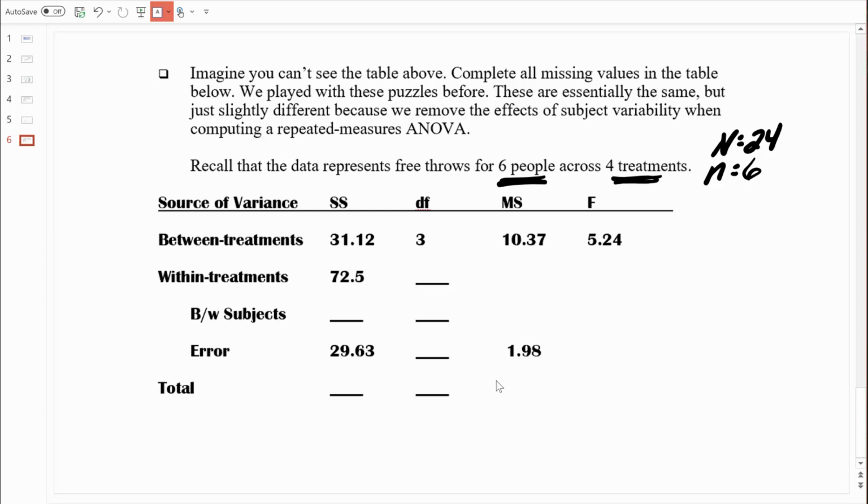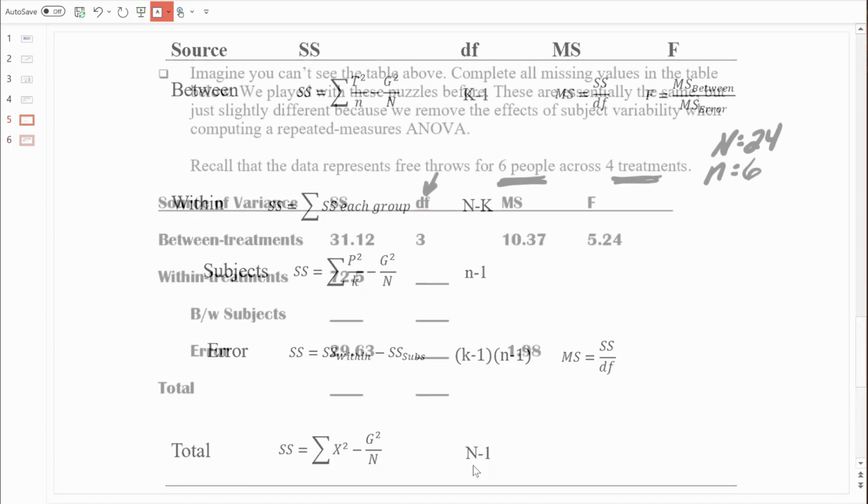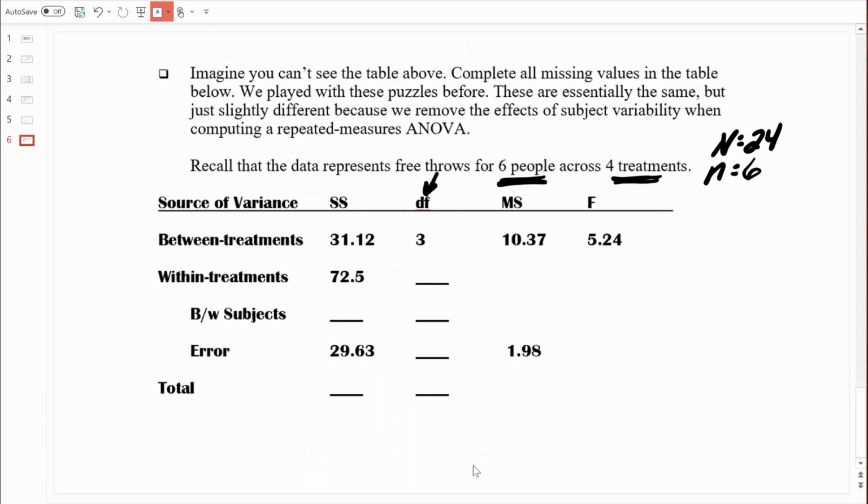You might recall that when we work on these puzzles, it's usually easiest to focus on degrees of freedom first. And that's because the formulas for degrees of freedom are usually very straightforward. Let's take a look and remind ourselves. For example, one thing that we need to compute is degrees of freedom total, and it's simply based on the total number of measurements minus 1. So let's fill that in. We just discussed that we have 24 measurements overall. 24 minus 1 would be 23 total degrees of freedom.